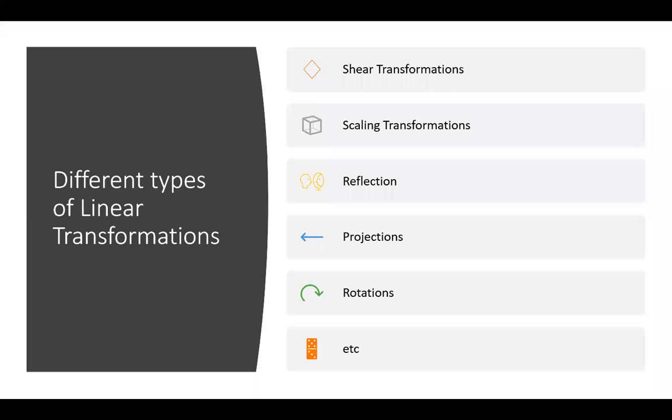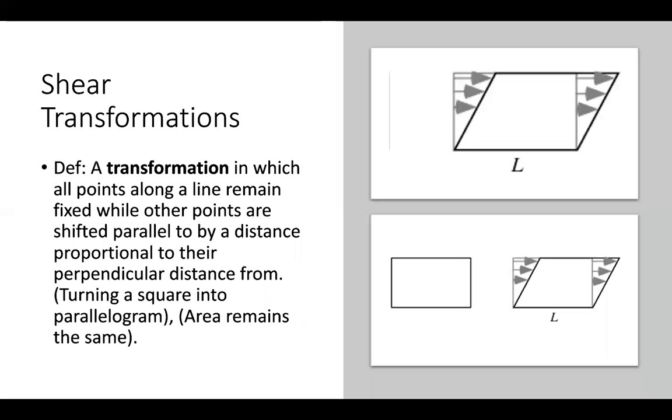So next we'll go through the different types of linear transformations. First off, there's the shear transformation. Then we have scaling transformation, basic reflection, projection, rotation, and etc. So the first one is the shear transformation.